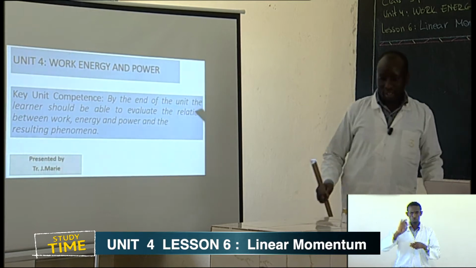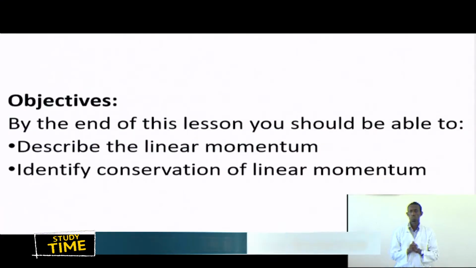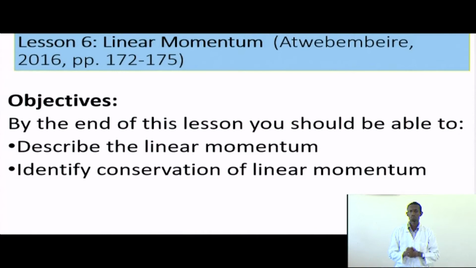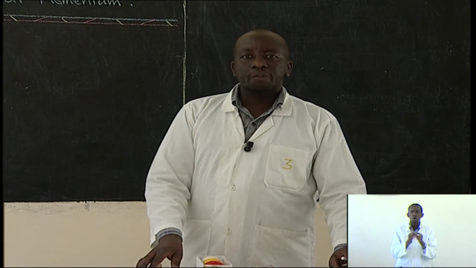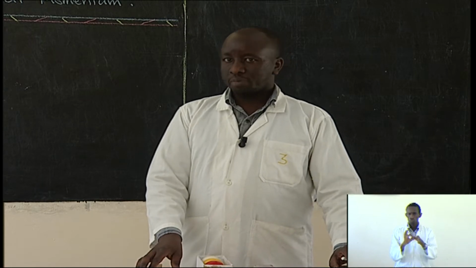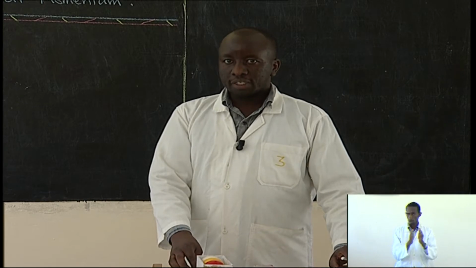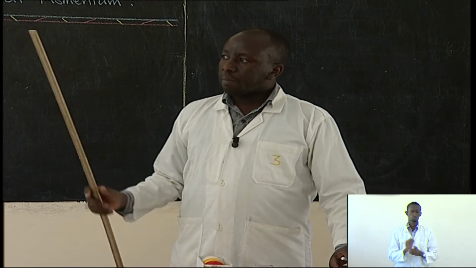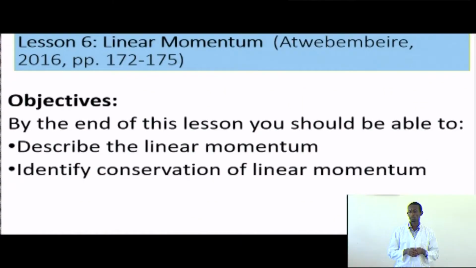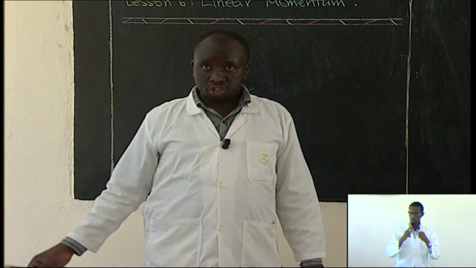From the time that we started this unit, you are able to give at least the relationship between work, energy, and power. But we are trying now to relate it with other phenomena, right? Good. So lesson number 6 is where we are, on linear momentum. Check this lesson on pages 172 to 175 from the book of Senior 4.